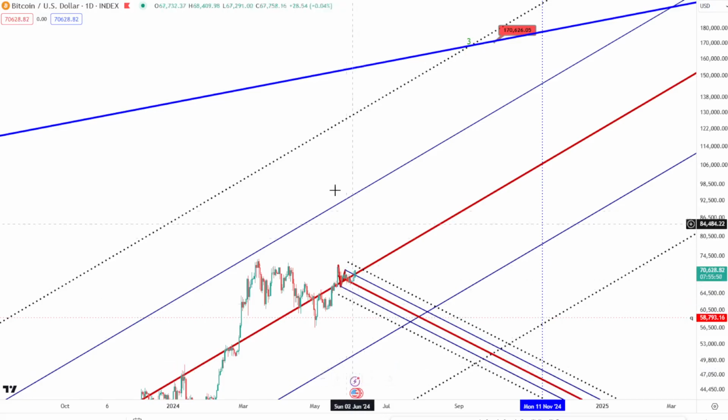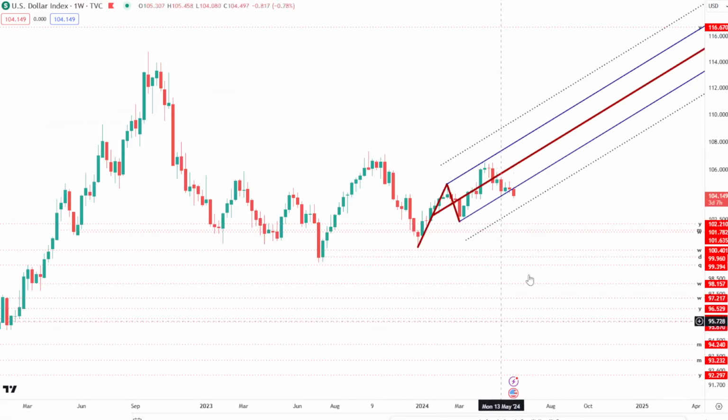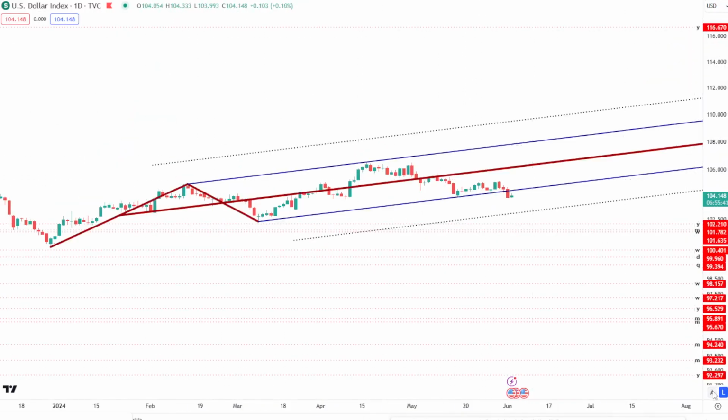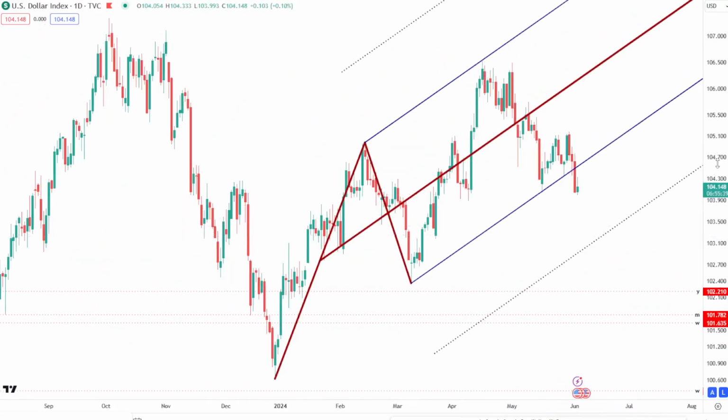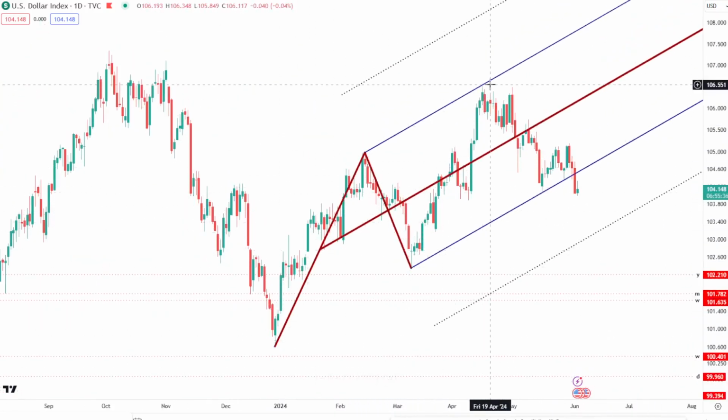Now, I mentioned we're seeing a weakness in the dollar. So this is the weekly time frame. We've had a very nice 3-wave-ish move following a modified shift pitchfork into the upper median line. On the daily, it's probably a bit more clear. So let's just look at that. Very nice 3-wave move into the upper median line.